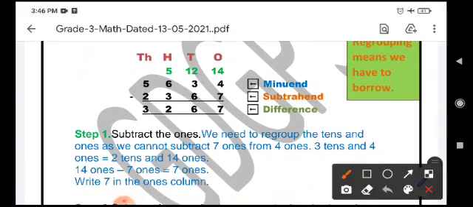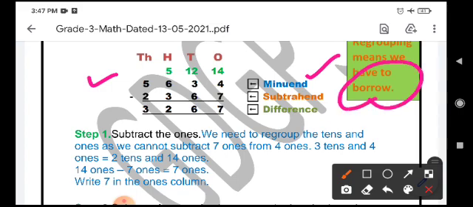Here we have to subtract 5,634 and 2,367. The first number, that is the larger number, is called the minuend. The second number that is to be subtracted is called the subtrahend. And the answer that we get in subtraction is called the difference. So this is the example with regrouping. Subtraction with regrouping means we have to borrow, right?